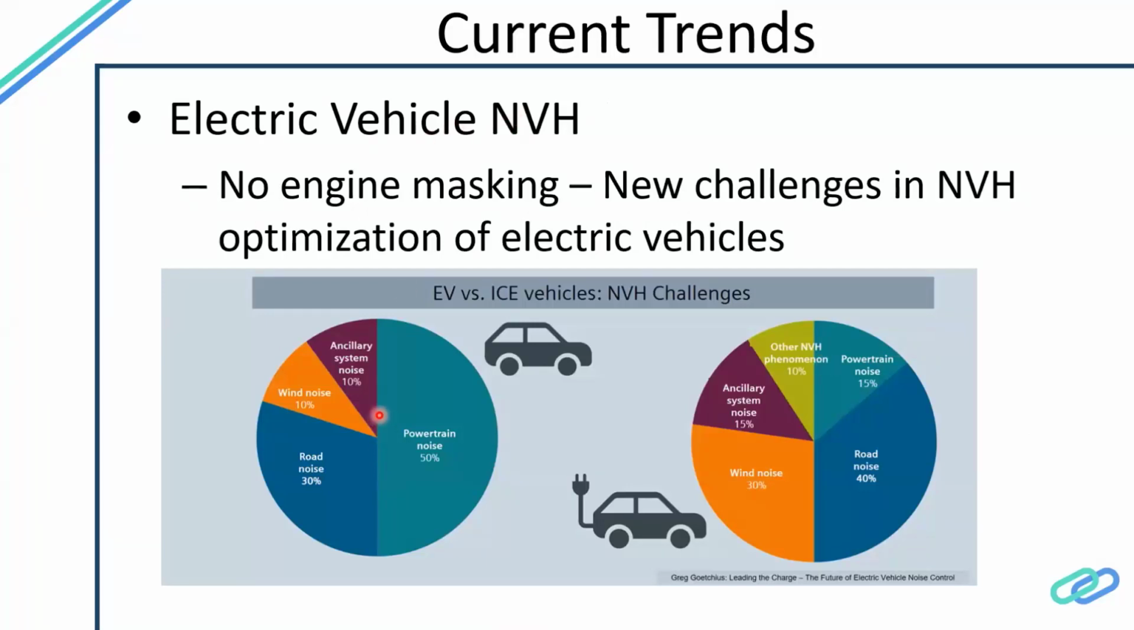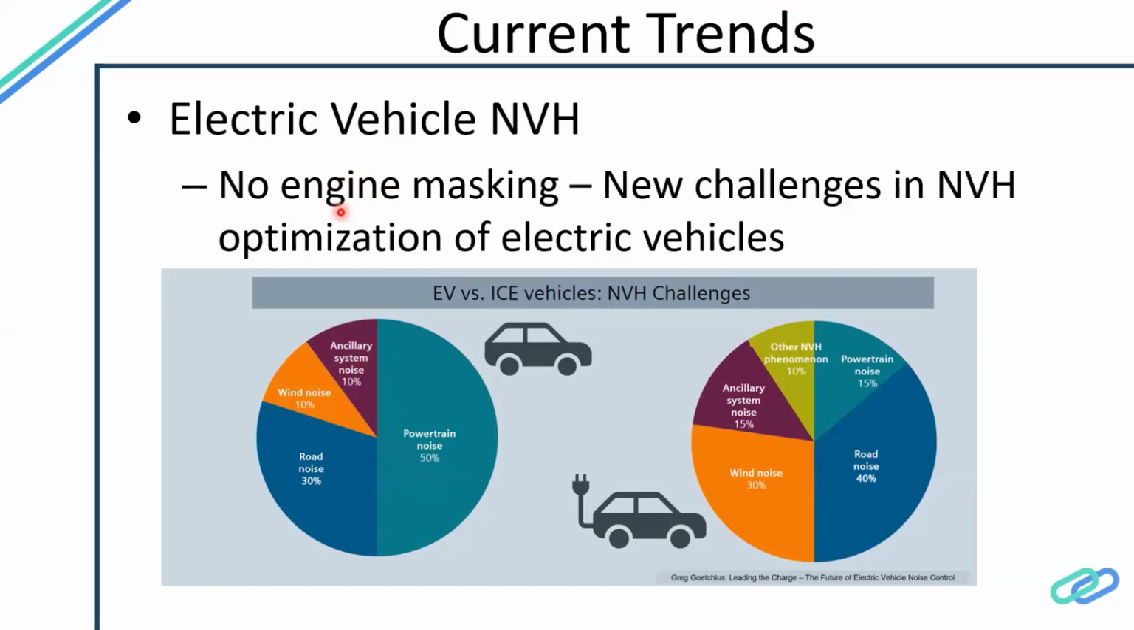As I already mentioned, a lot of research is going on in this aspect. The main difference between electric vehicles and IC engines is that we don't have engine masking. Engine masking means that previously, in conventional vehicles, the IC engines were the main sources of vibration and noise in the vehicle. As you can see, it's 50% powertrain noise. This IC engine was able to mask the noise coming from auxiliary systems like the HVAC system or even the wind noise. It's only 10% in this case, and the road noise is 30%.